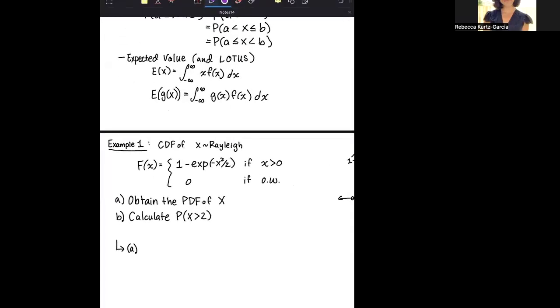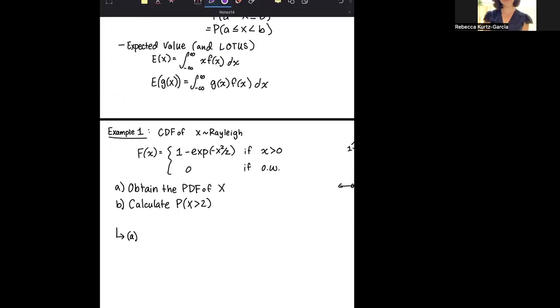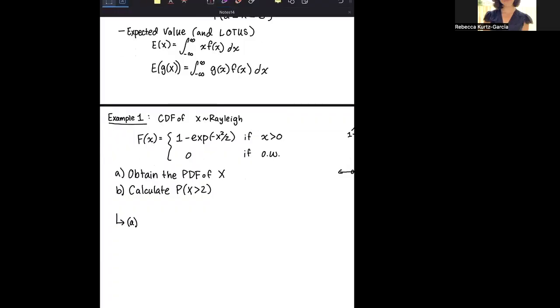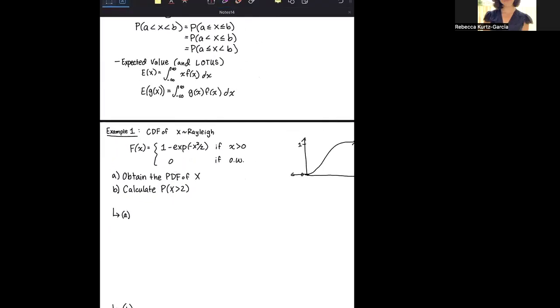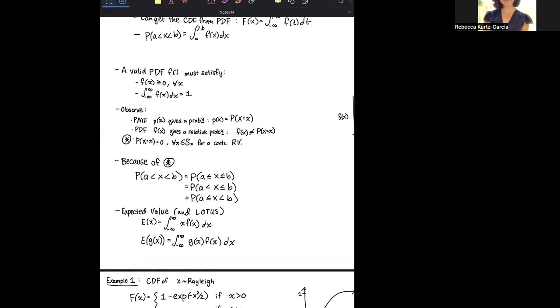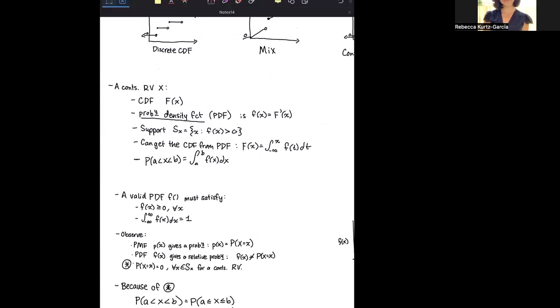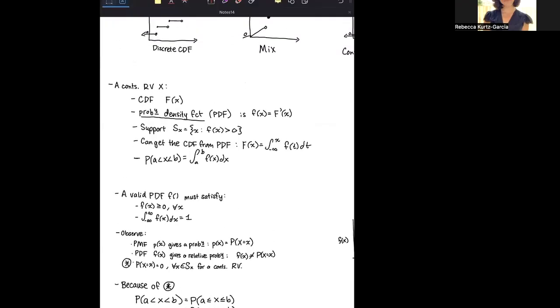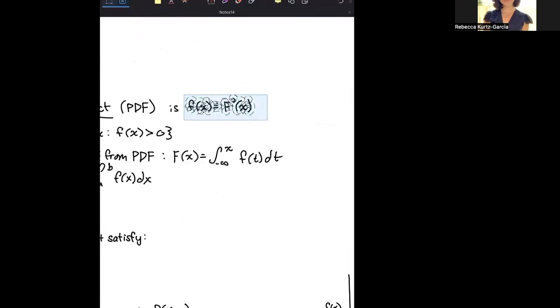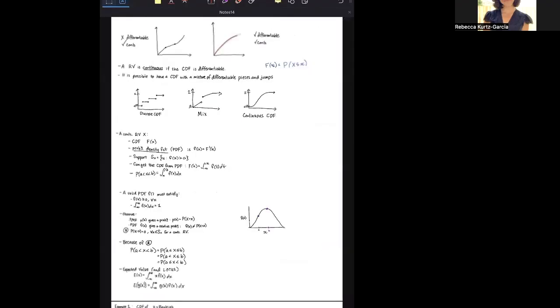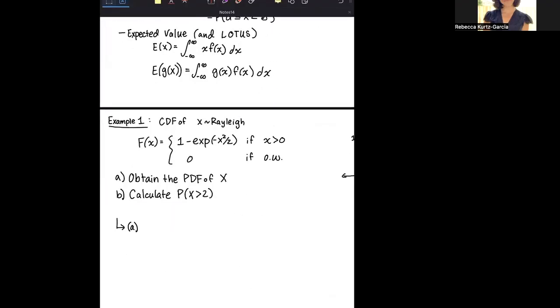It's provided below. The CDF is positive for all values of X that are positive. So not for negative values, then we get 0. Our first part of this question is to obtain the PDF of X. So the PDF of X, in order to get that, we can use a property that we found up here. So the PDF is going to be the derivative of our CDF. So I'm going to just put that here.